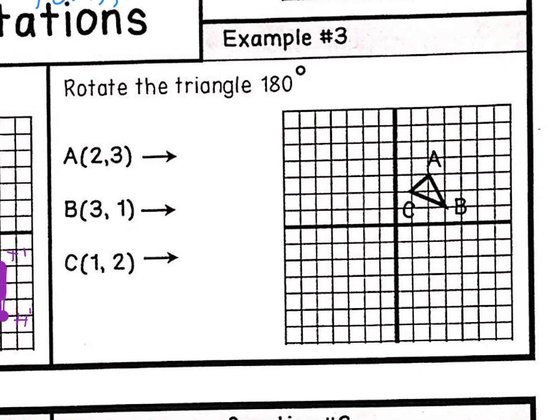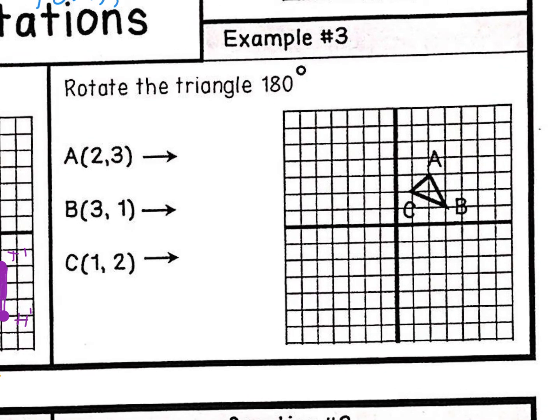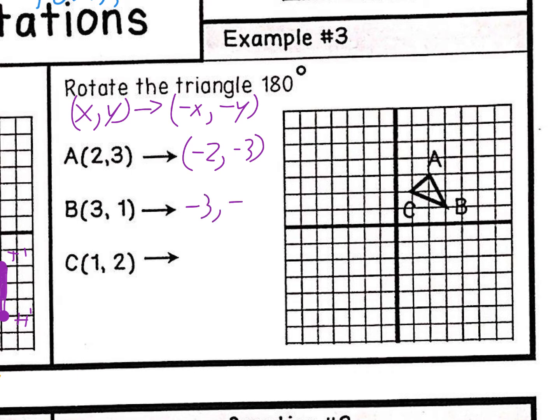Last example, we're going to rotate this triangle 180 degrees. When we rotate 180 degrees, that's basically a reflection. So we're going to do our x and y will become negative x, comma, negative y. So A of (2, 3) will become (-2, -3). B of (3, 1) will become (-3, -1). And C of (1, 2) will become (-1, -2).